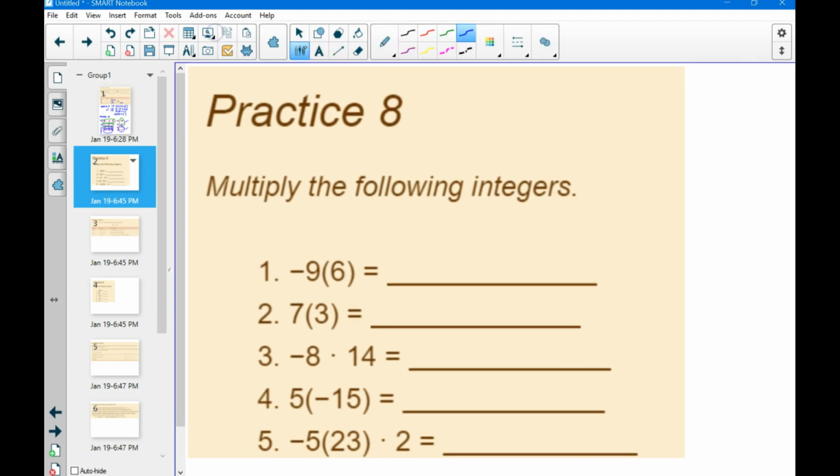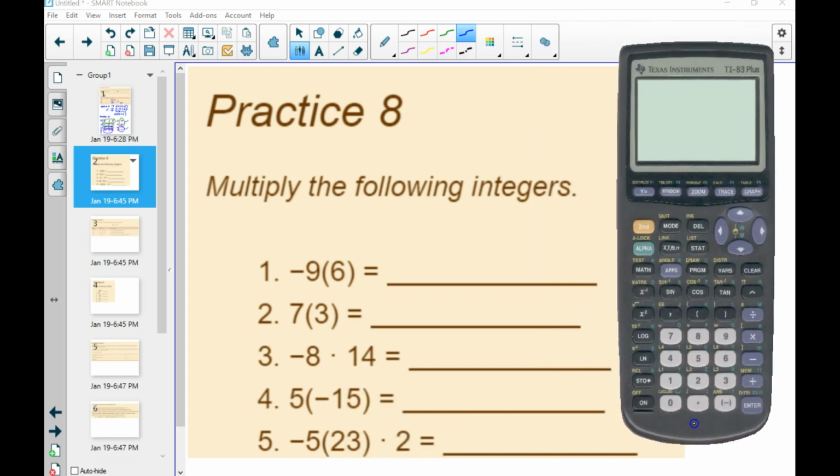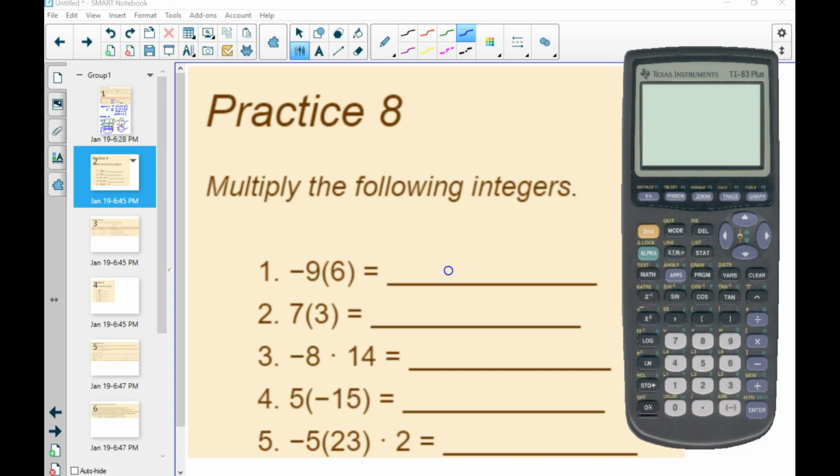So, look at the first one. We have -9 multiplied by 6. So, if you want to use a calculator for this, you can. I'm going to show you how this works in the calculator because it's important to know how to input these numbers in. So, it looks like this.